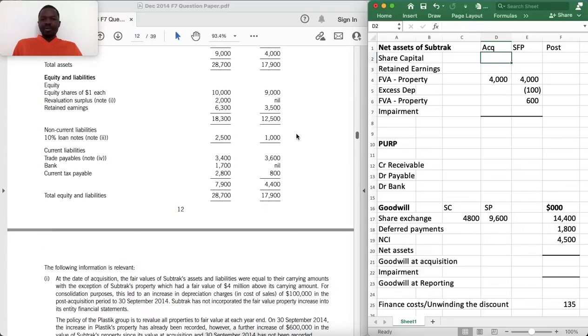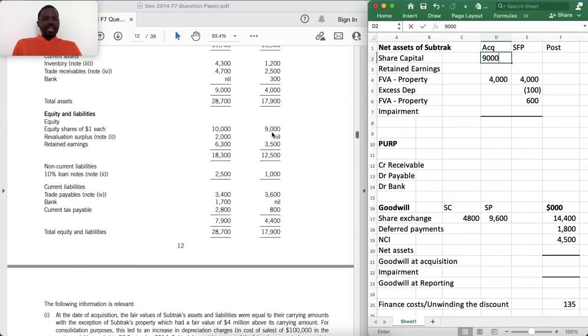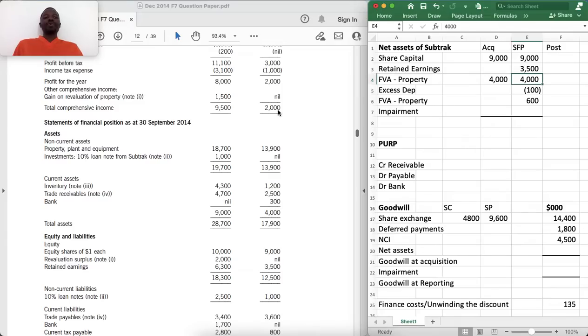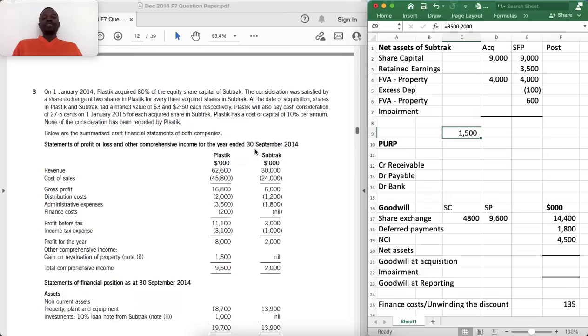The share capital at acquisition of the subsidiary is 9,000, at reporting is 9,000. The retained earnings at reporting is 3,500. But at acquisition, this is a 9-month post-acquisition, but the profit for the year is 2,000. So if we can simply say 3,500 less the profit for the year of 2,000. So the 1,500 is the profit at the beginning of the year, which was 1 October 2013.